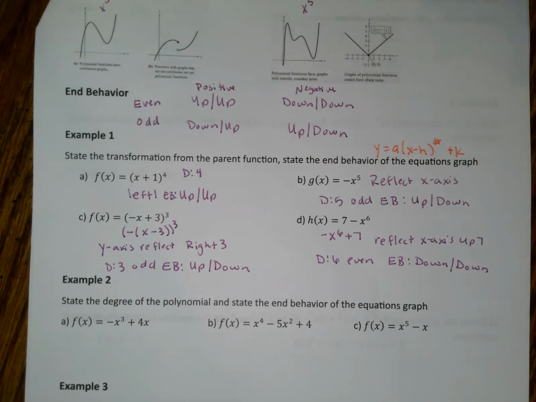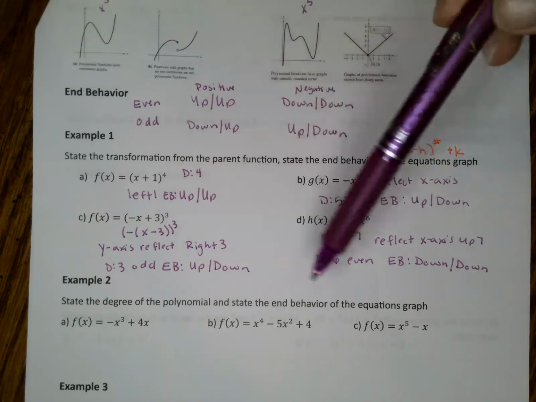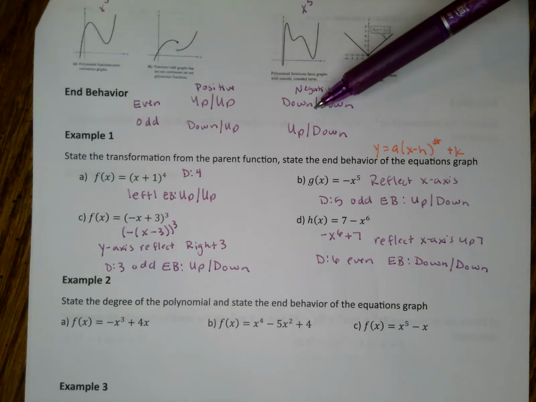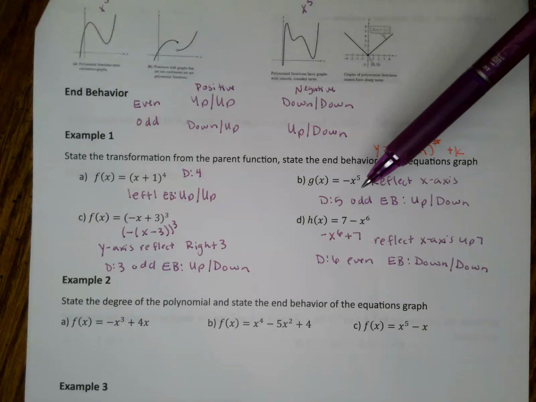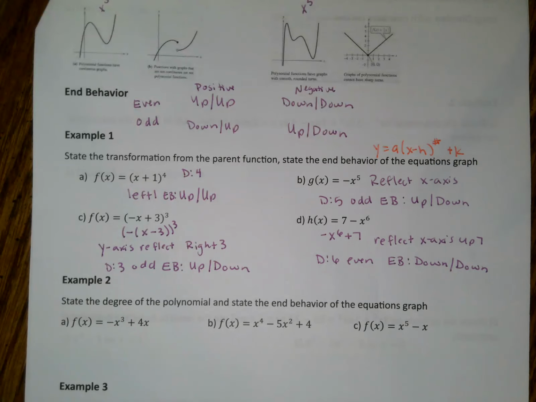So as you can see, whenever we have a reflect over the x or reflect over the y, when we're dealing with polynomials of the higher degree, that's always going to be a flip. That's always going to be a change of my end behavior direction. So again, if you look at how we translated and then our end behavior.